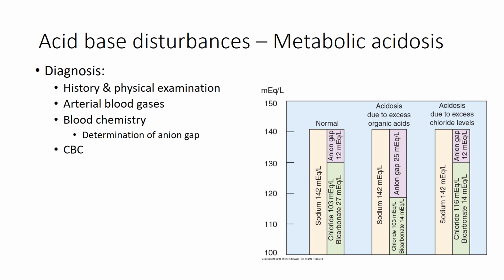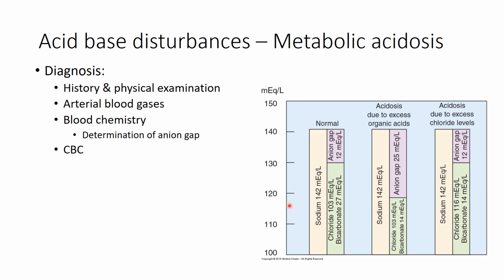And so the determination of the anion gap. The anion gap is a test that tells us really the balance between cations and anions. And so it tells us about the unmeasured anions. So these unmeasured anions can be things like lactic acid, can be like keto acids.